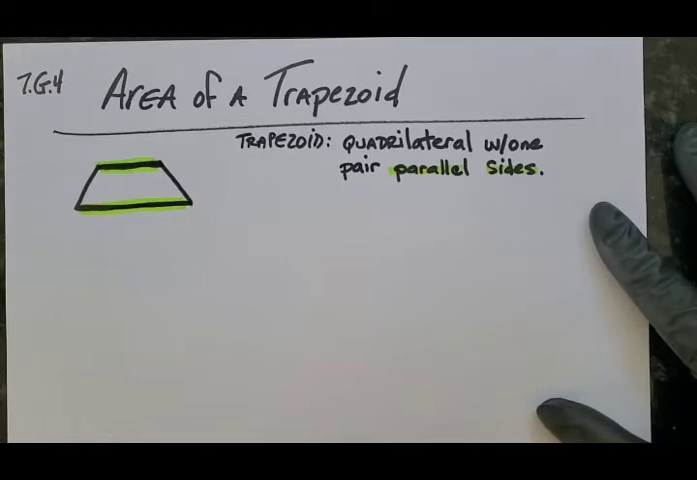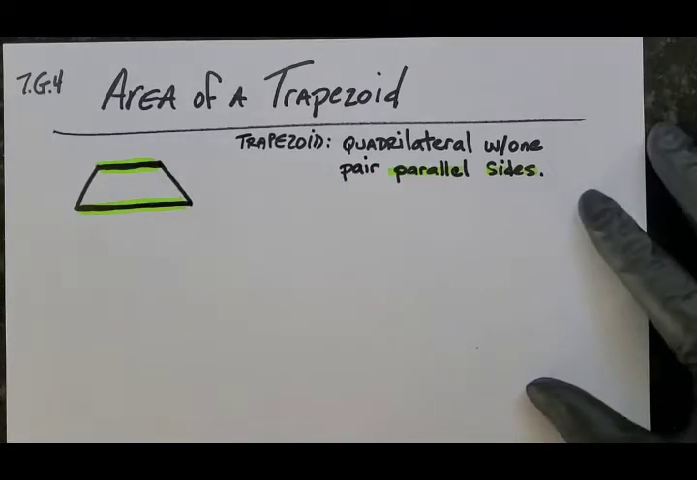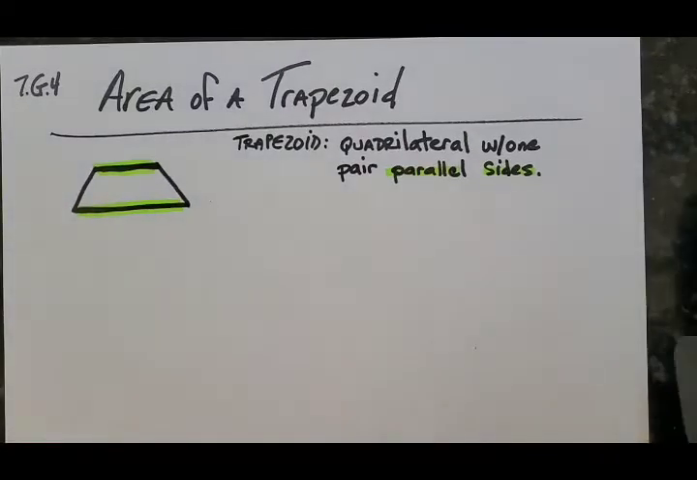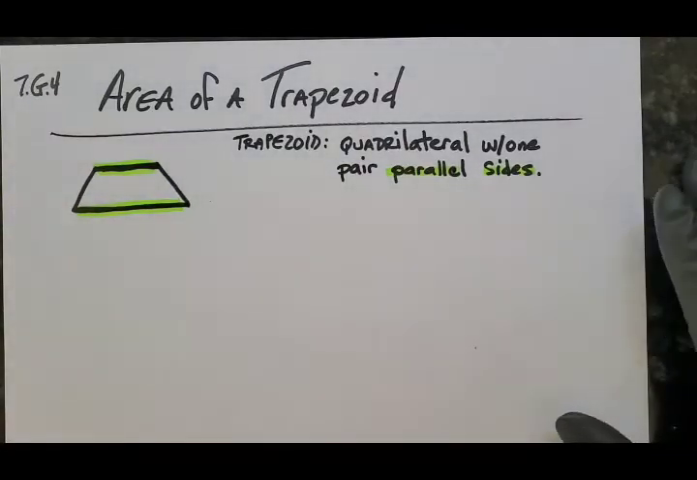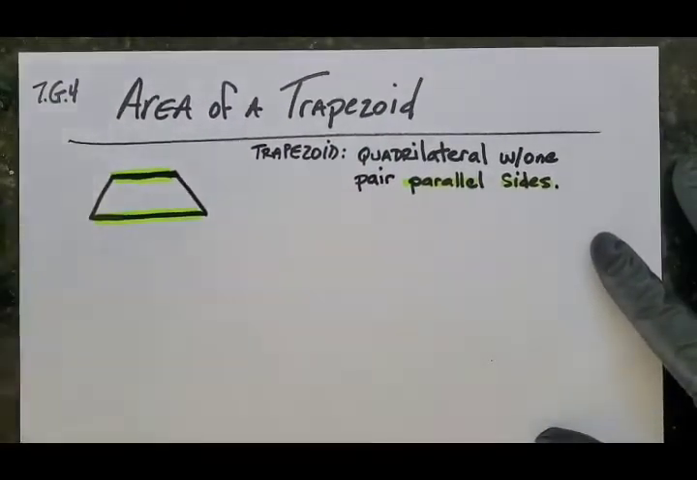In order to find the area of a trapezoid, first, a trapezoid is defined as a four-sided shape, a quadrilateral, that has one pair of sides that are parallel. I drew this one for you, and I highlighted the parallel sides. So this is, in fact, a trapezoid. We're going to assume these green sides are parallel, and then the other sides go pretty much any which way but loose.